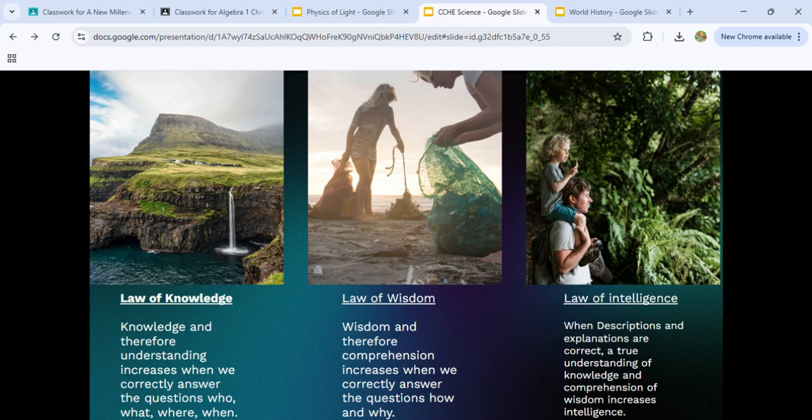The law of knowledge states that knowledge and therefore understanding increase when we correctly answer the questions who, what, where, and when. The law of wisdom states wisdom and therefore comprehension increases when we correctly answer the questions how and why. And the law of intelligence, that's a combination of knowledge and wisdom. We need both to increase our intelligence. The law of intelligence states, when descriptions and explanations are correct, a true understanding of knowledge and comprehension of wisdom increases intelligence. And that's why we're here.